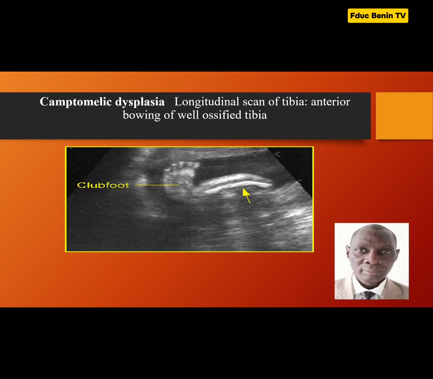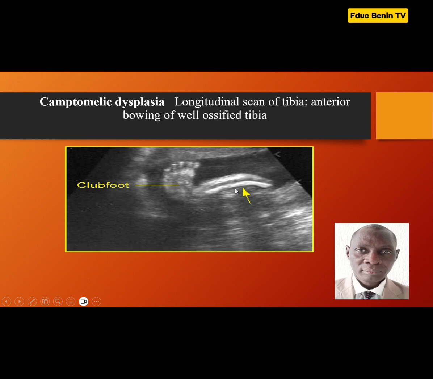In this image, you can see that it is an image depicting the lower limb, and you can see the tibia and the fibula. They are all bowed. And when you look closely at the foot, you can see that it is clubbed. The toes are normal because there are 5 toes, and the bones of the toes are well mineralized, as well as the bones of the tibia and the femur.